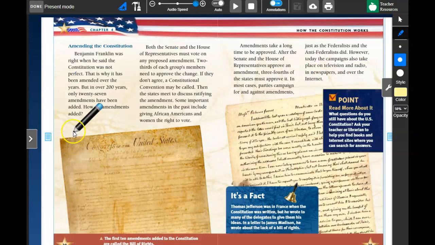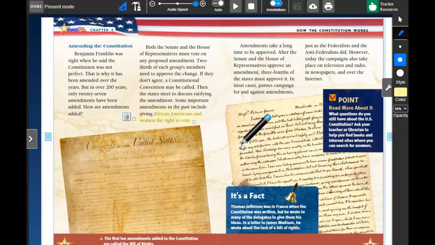As I continue to read, once again, I'm looking for the words rights. Let's see, there are 27 amendments that have been added over 200 years. Remember, amendments are changes, so they've changed the Constitution 27 times over the last 200 years. That's also very interesting. If I keep reading, I read right here, some important amendments in the past include giving African Americans and women the right to vote. So the right to vote is another constitutional change that was made by the Bill of Rights.